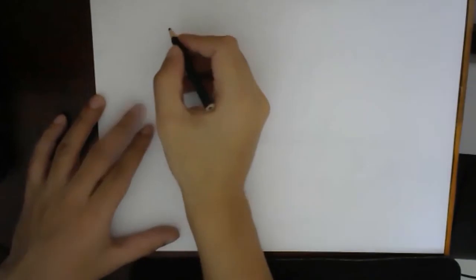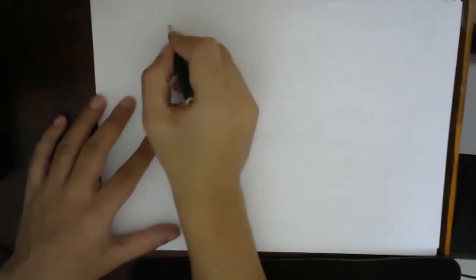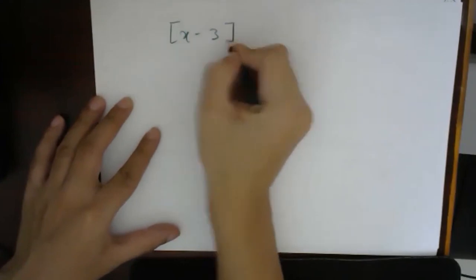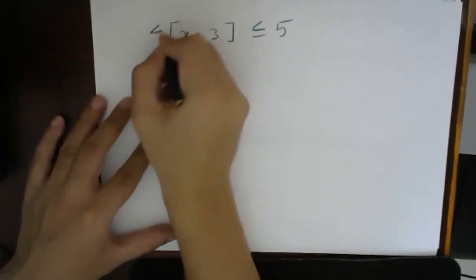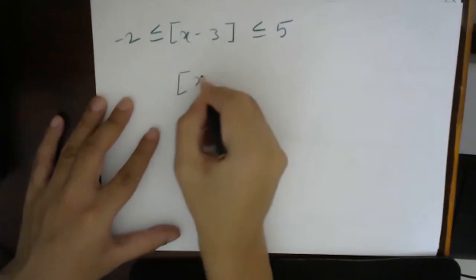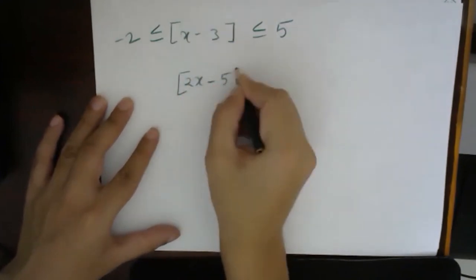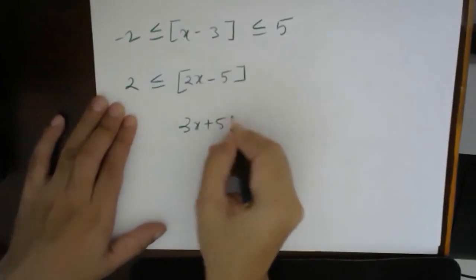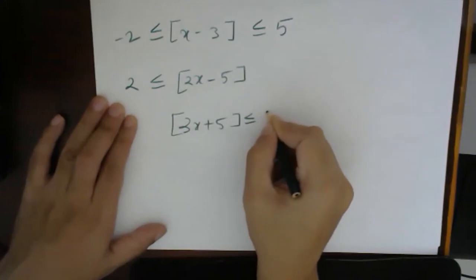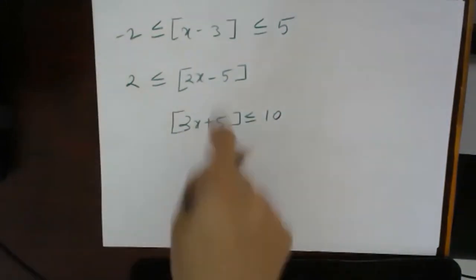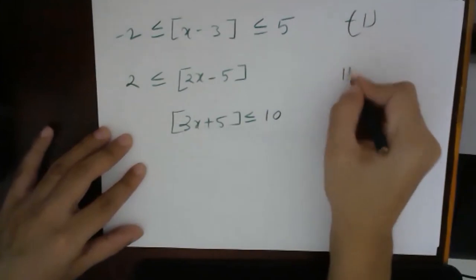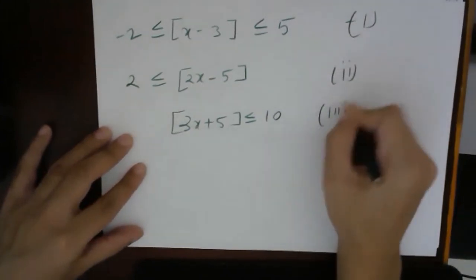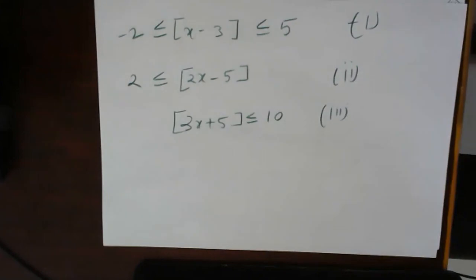Okay, fine. So I'm giving you 3 questions. First: x minus 3 should be less than or equal to 5 and greater than or equal to minus 2. Second: 2x minus 5 should be greater than or equal to 2. Third: 3x plus 5 should be less than or equal to 10. Okay, these are 3 questions. These 3 questions we'll discuss in the next class whenever we are having it.